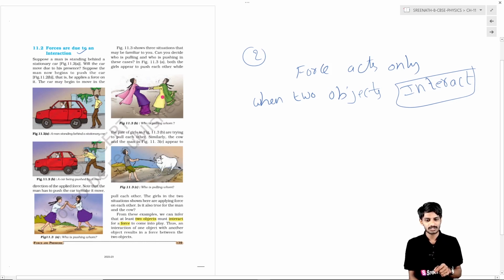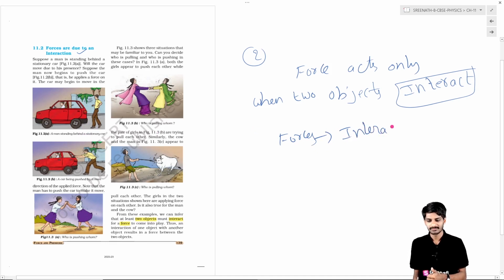Here there is an interaction between these two girls. Here there is an interaction between this boy and cow. Here there is an interaction between these two girls. Here there is an interaction between the car and the man. But here there is no interaction between the car and the man. So there is no force. Finally, what we have understood is that forces are due to interaction only.